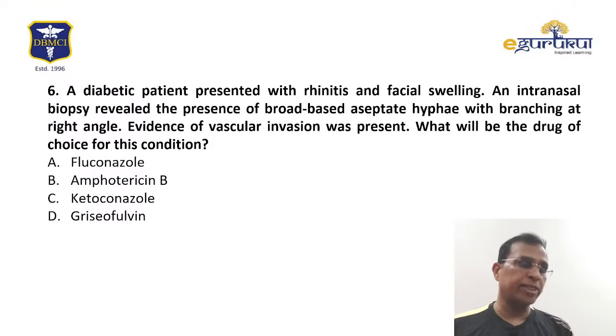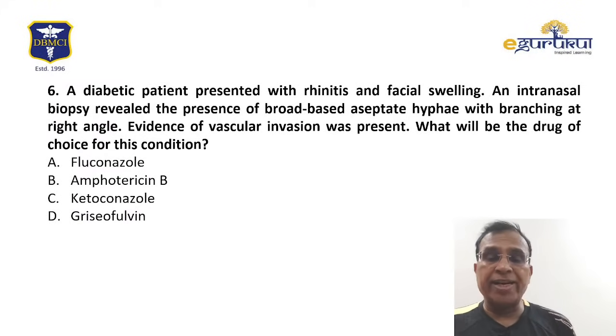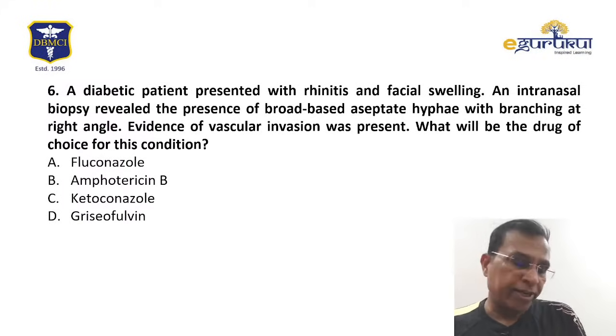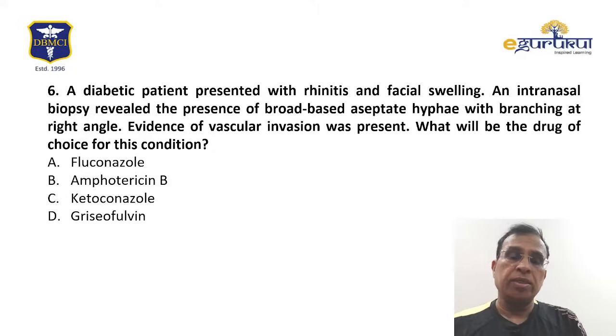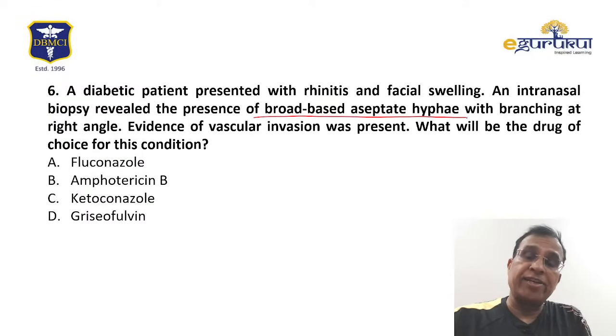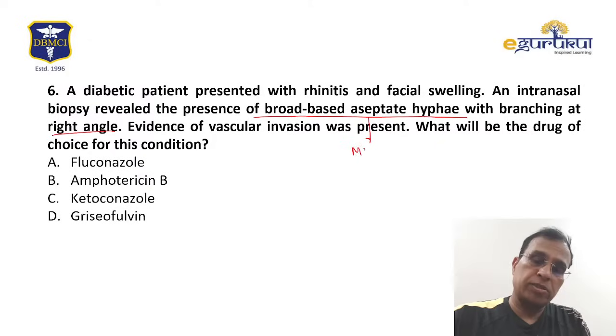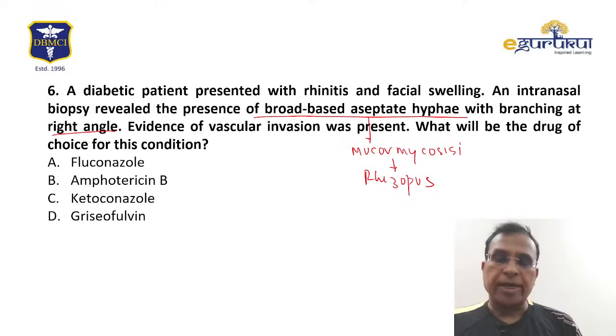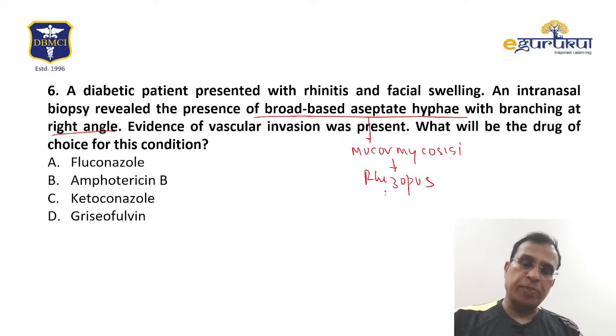Right. Next one. A diabetic patient presented with rhinitis and facial swelling, and intranasal biopsy revealed the presence of broad based aseptate hyphae. Broad based aseptate hyphae with branching at right angles is very highly suggestive of mucormycosis due to Rhizopus. So this is mucormycosis caused by Rhizopus, and they are asking the drug of choice. The drug of choice for Rhizopus in mucormycosis is liposomal amphotericin B.